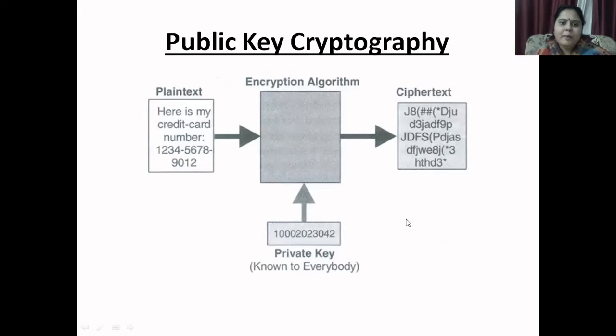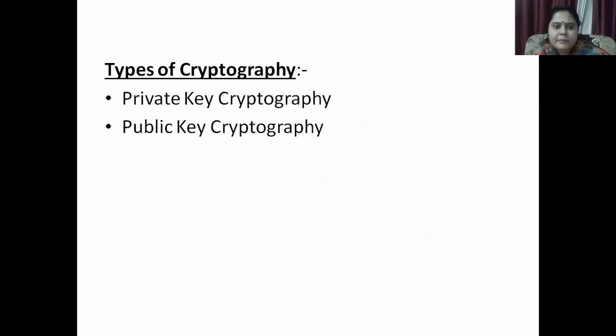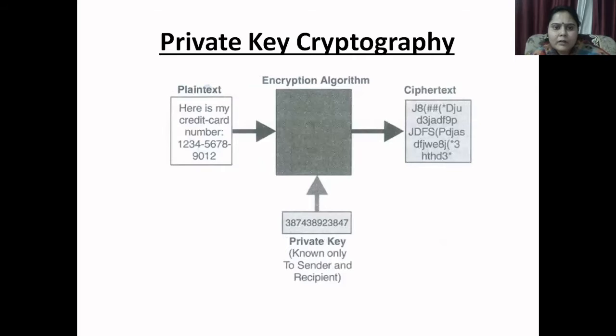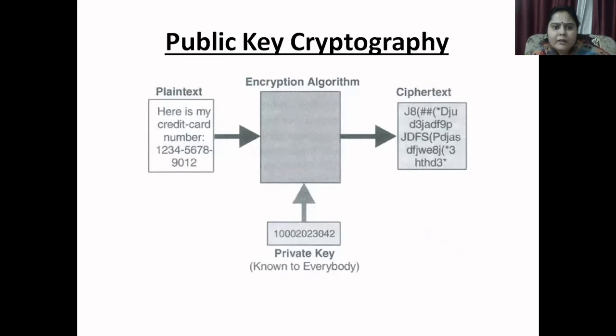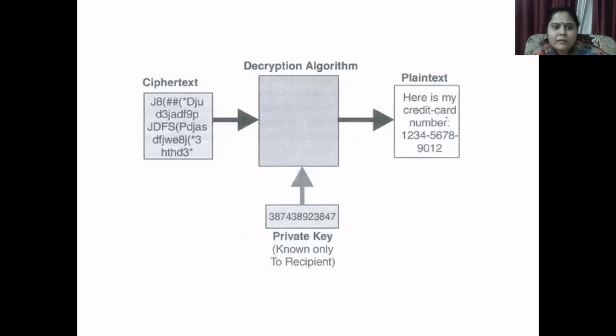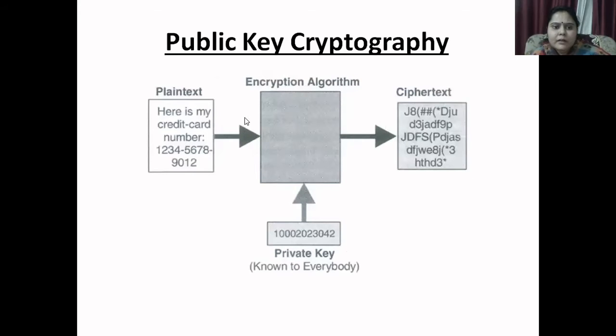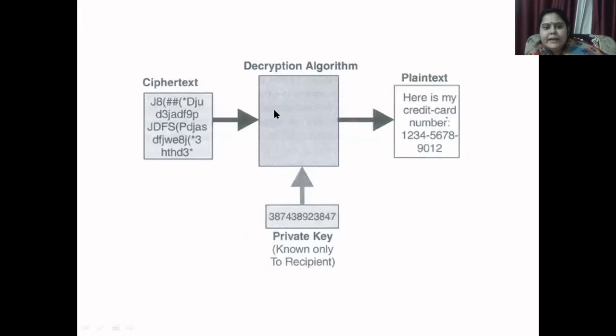Now see public key cryptography. What is public key cryptography? In private key cryptography, the plain text is encrypted with an algorithm to the ciphertext, and then in the decryption algorithm the ciphertext is converted back to plain text.